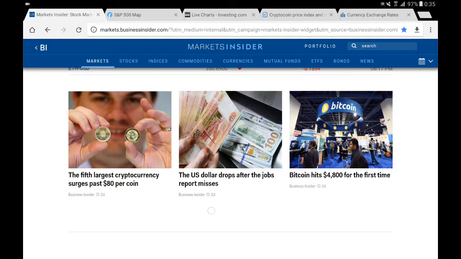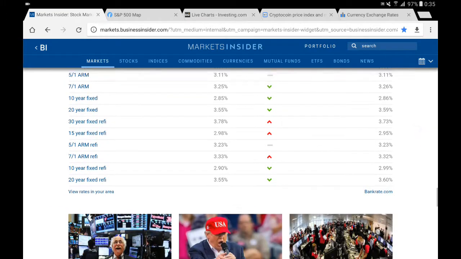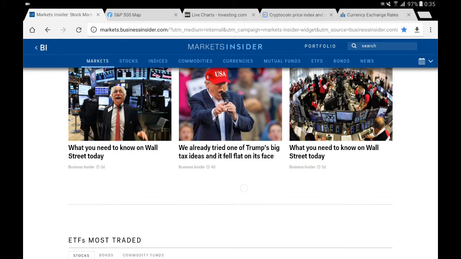And over here, the US dollar drops after the jobs report misses one more time, and Bitcoin hits $4,800 for the first time, and it was also close to $5,000 per coin. And over here, interest rates and stuff like that. More of Donald Trump. You see, we already tried one of Trump's big tax ideas, and it fell flat on its face. So that's it.